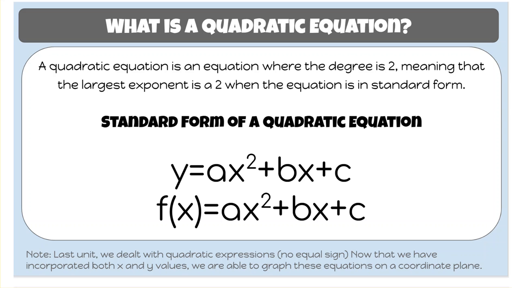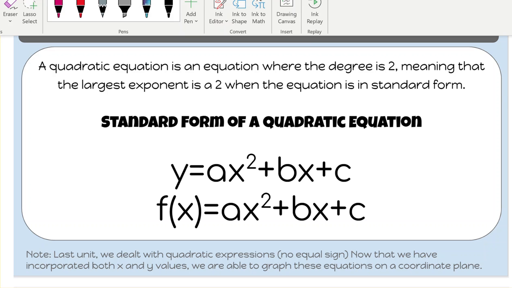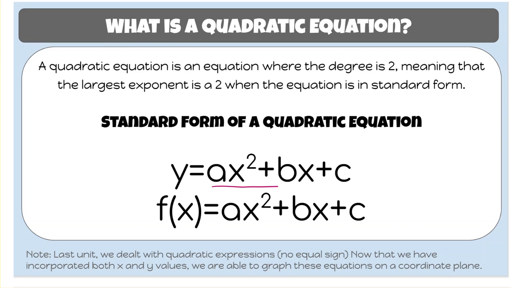What is a quadratic equation? A quadratic equation is an equation where the degree is 2, meaning that the largest exponent is a 2 when the equation is in standard form. So as you know from last week, standard form of a quadratic equation is ax squared plus bx plus c.